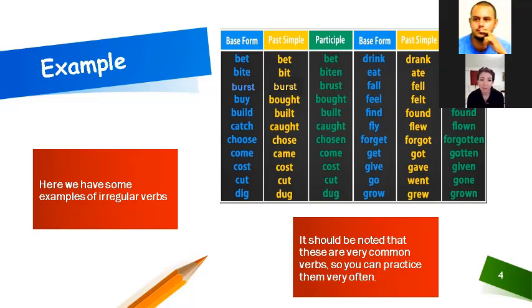Now, let's take a look at the verb choose. We have the base form choose, the past tense chose, and the participle chosen. Now we have, let's see, forget. Forget is the base form, and the past simple form is forgot, and then we have the participle forgotten.